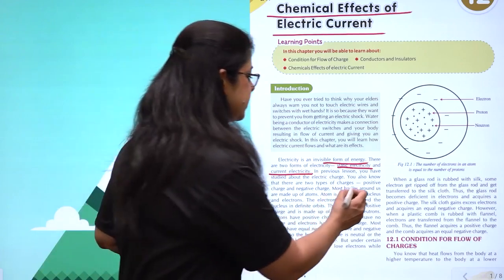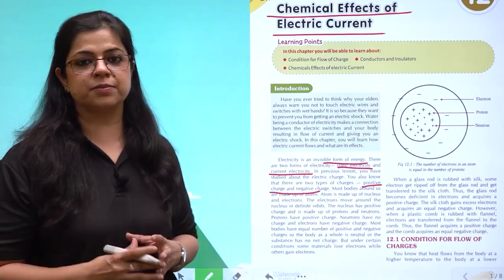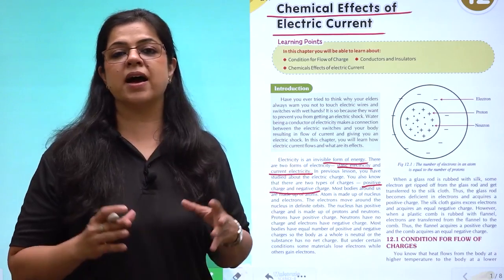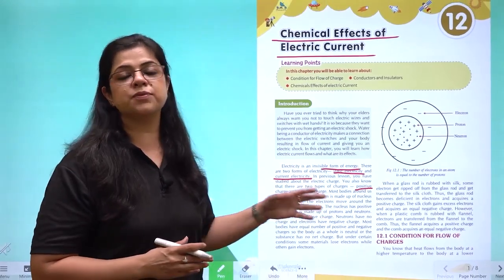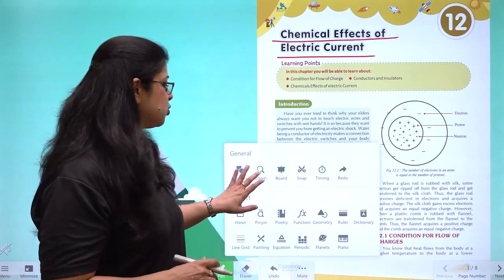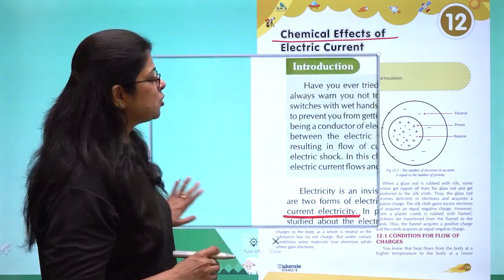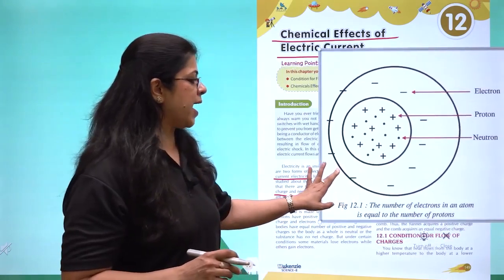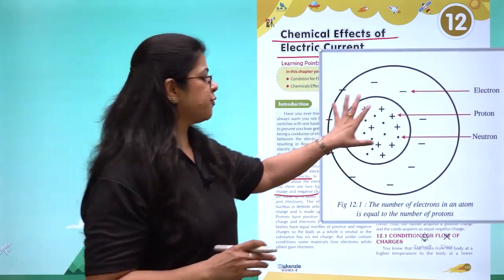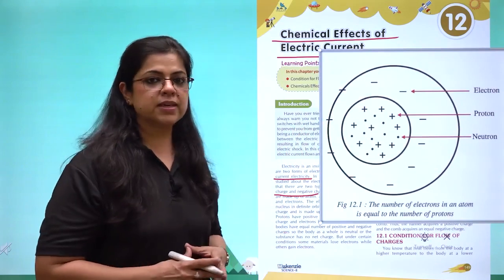Now, most bodies around us, as I just said, are made up of atoms. Now, these atoms are actually the ones which are positively or negatively charged. How? Let us understand through this picture which is given in your book. So, the basic structure of an atom consists of a central nucleus and outer orbits.